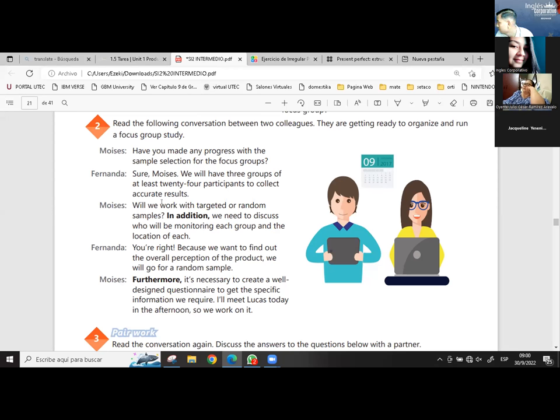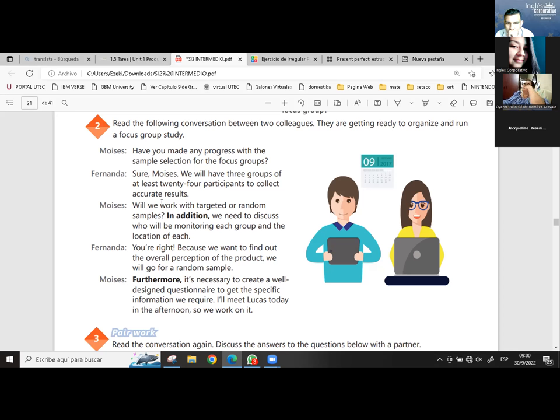Have you made any progress with the sample selection for the focus group? Sure, Moises. We will have three groups of at least 24 participants to collect accurate results. Will we work with targeted or random samples? In addition, we need to discuss who will be monitoring each group and the location of each.